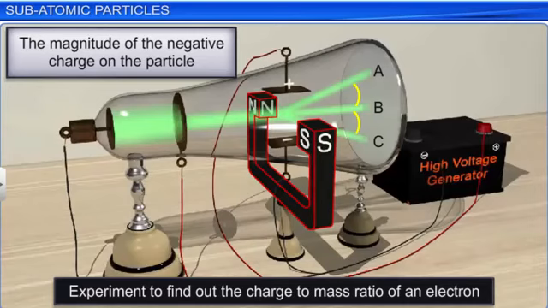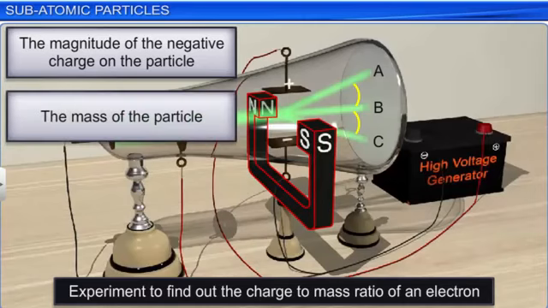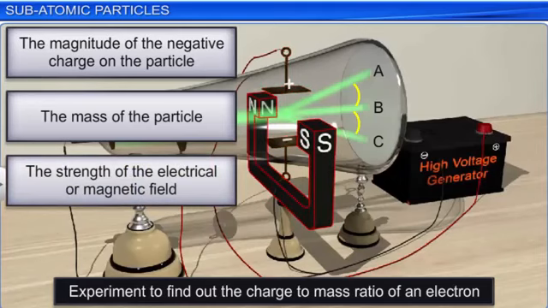2. The mass of the particle. The lighter the particle, the greater the deflection. 3. The strength of the electrical or magnetic field. The stronger the field, the higher the deflection. When only electric field is applied, the electrons deviate from their path and hit the cathode ray tube at point A.